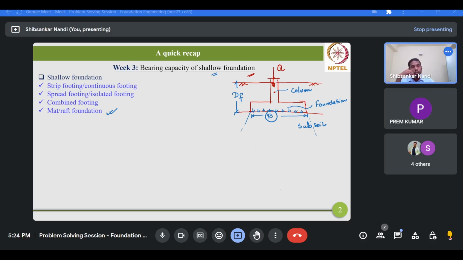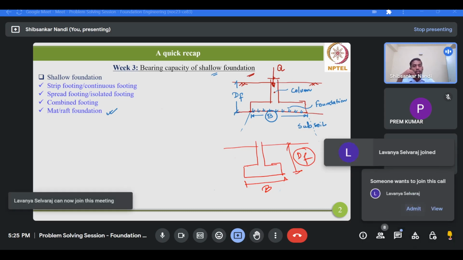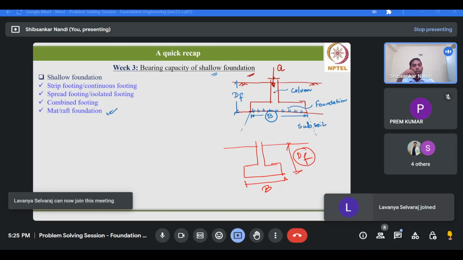You have to construct the footing, then you have to backfill the site. Suppose what you were talking about, so this is your Df, okay, and this is your B. Now if this Df is very, very high, then you are unnecessarily tending this problem to a deep foundation by anyhow increasing this Df. But you also have to keep in mind that this footing should be feasible.